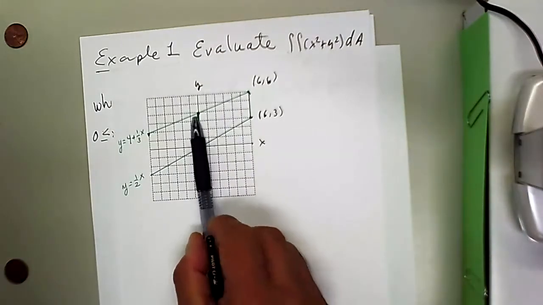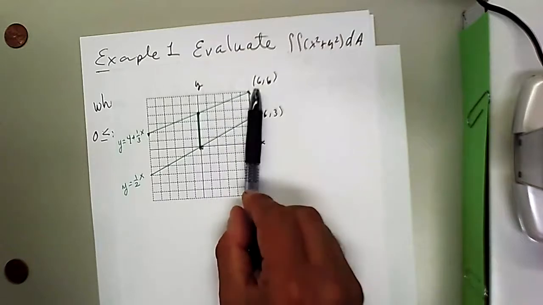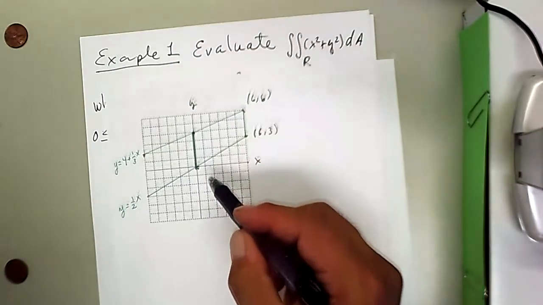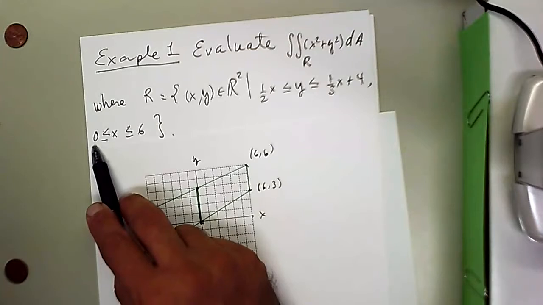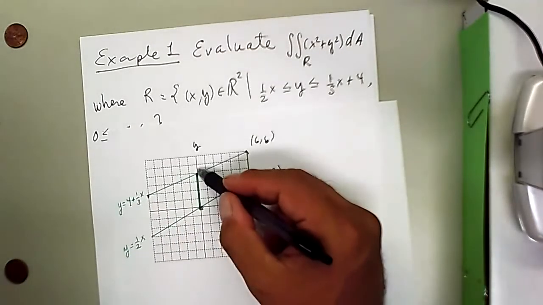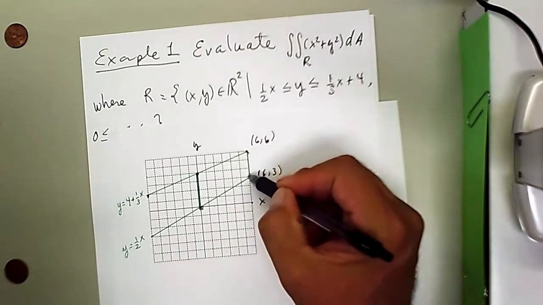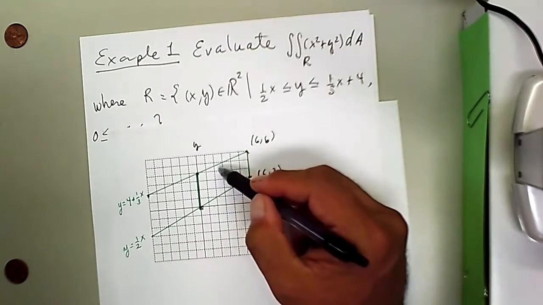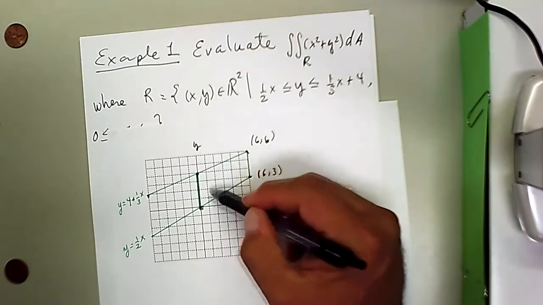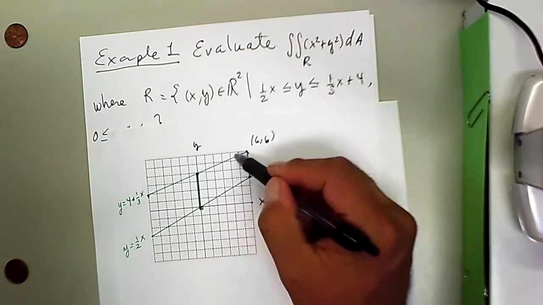However, the left side and the right side are parallel because x goes from 0 to 6. Those are fixed numbers, 0 and 6. So this is a y variable boundary case. Yeah, those heights keep changing.